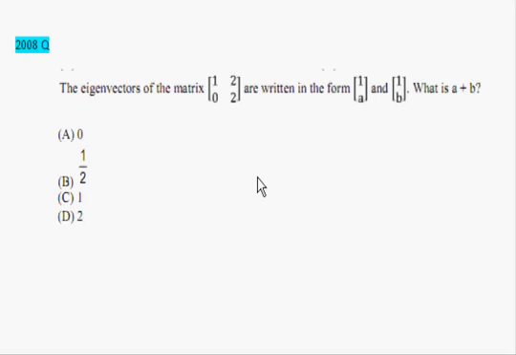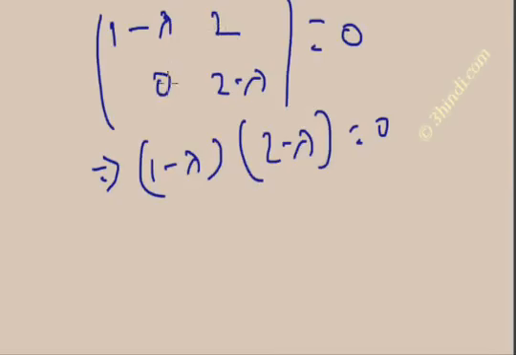This is another question of 2008. The eigenvectors of the matrix are written in the form of 1 by A plus 1 by B. What is A plus B? So you are required to find out the eigenvectors. To find the eigenvectors, you first need to find the eigenvalues. And how can you calculate the eigenvalues? 1 minus lambda, 2 minus lambda, and the determinant is equal to 0. This means 1 minus lambda into 2 minus lambda is equal to 0. So lambda is equal to 1, 2. So there are two values of lambda, and I need to find the eigenvectors for each value of lambda.